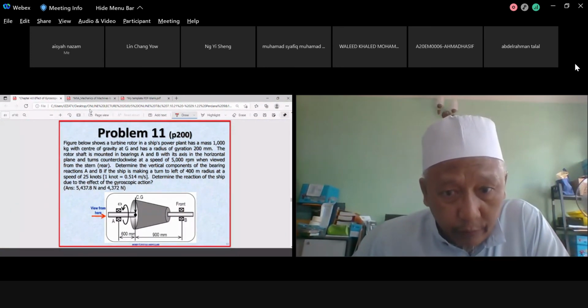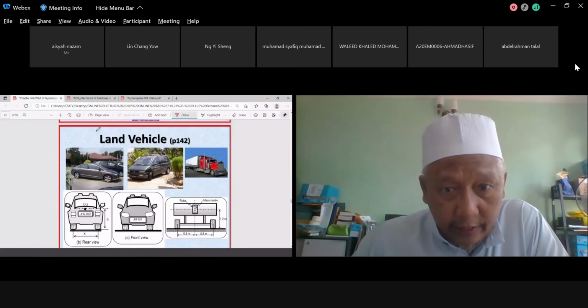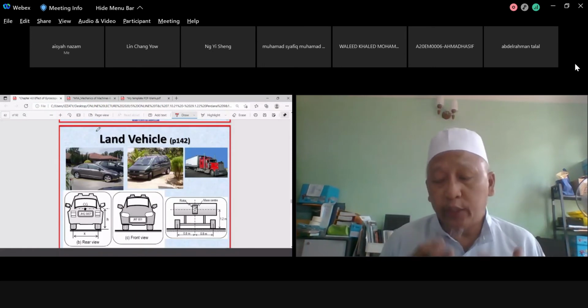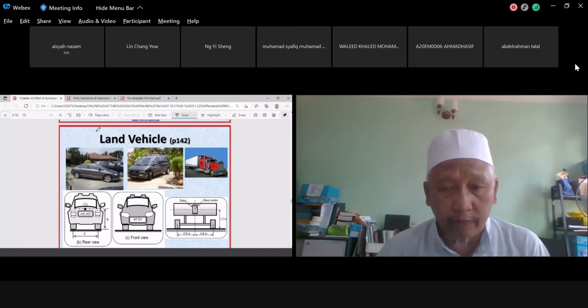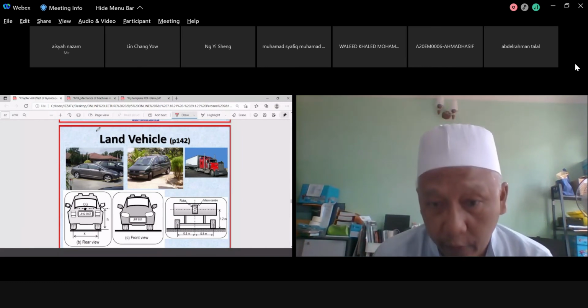Okay, what you have here is a land vehicle. This one is very interesting because you experience it every day. Every day you will be facing this kind of problem. Not the ship, not the aeroplane, isn't it?